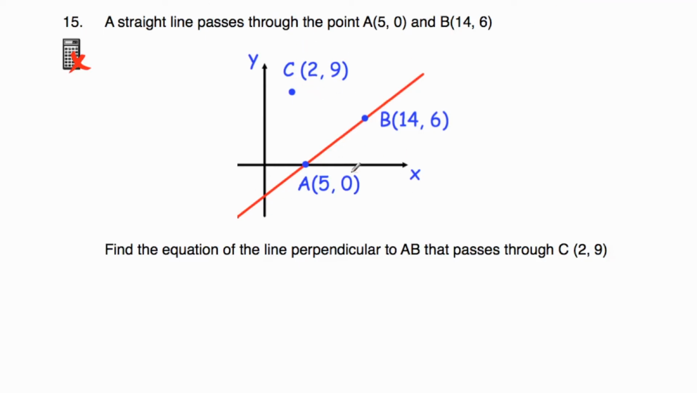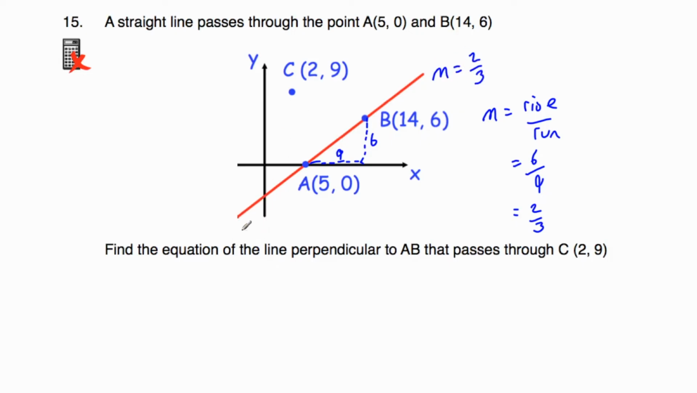Okay, so let's find the gradient of this line. So let's draw a little right angle triangle. So let's go across and then up. So the run, we're going from 5 across to 14, so the run would be 9. And in terms of the rise, we're going from a height of 0 up to 6, so the rise would be 6. So to get the gradient of this line, the gradient m is equal to rise over run. So it's going to be the rise, which is 6, divided by the run, which is 9, and 6 over 9 simplified would be 2/3. So the gradient of this line is m equals 2/3. That's the gradient of this line.